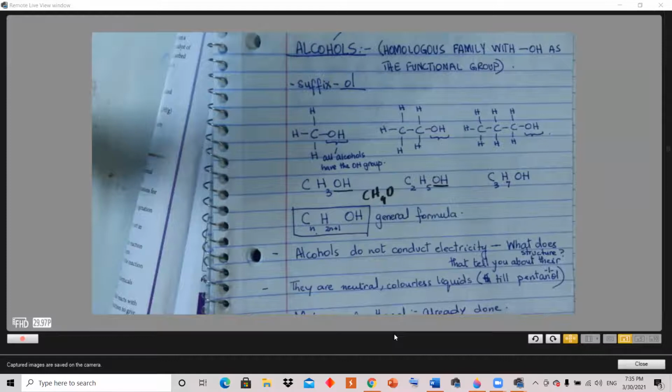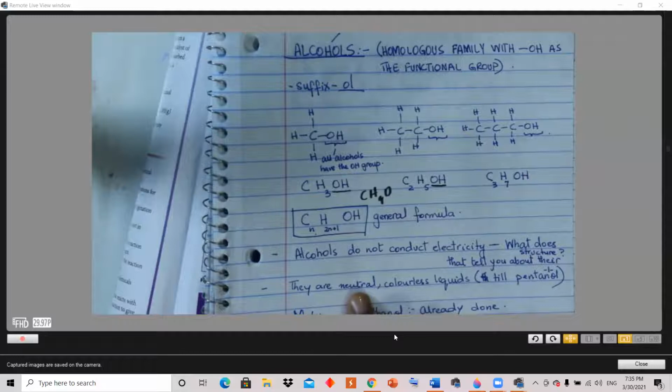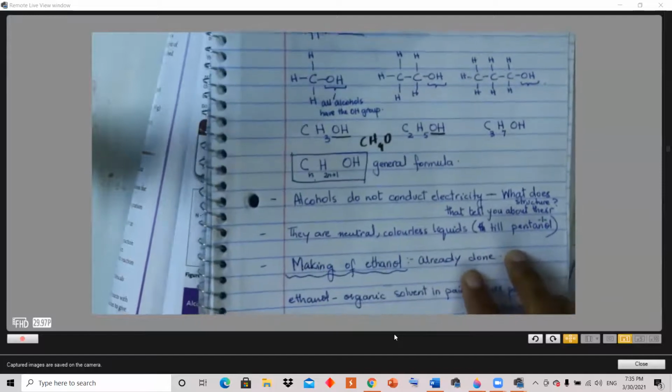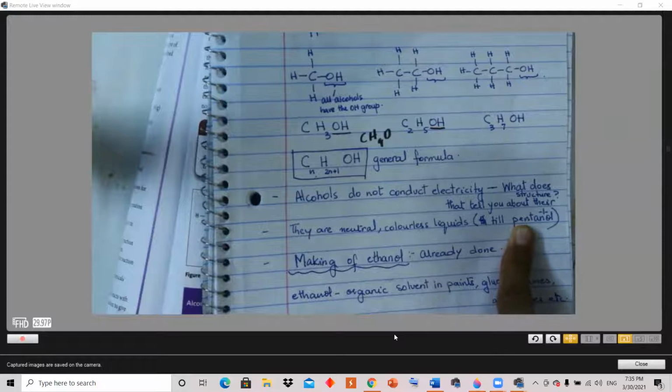What did you say? Delocalized electrons? Yes, miss. Okay, beta, delocalized electrons are only found in metals, only and only. So what you will say is that the molecules are non-polar. They have no separation of charges, and they are neutral. Again, neutral means the same thing, non-polar. And they are colorless liquids, up to carbon 5, up to pentanol.